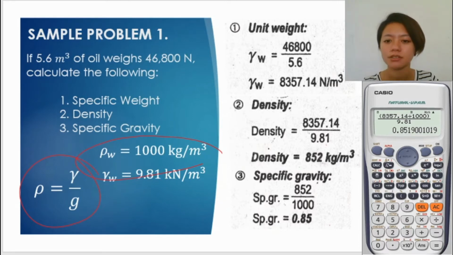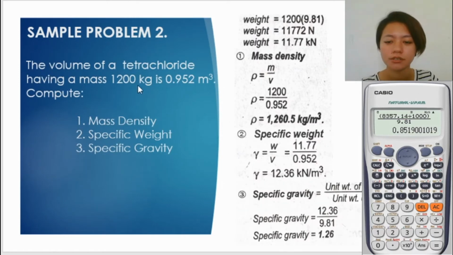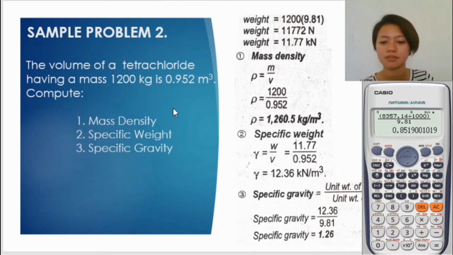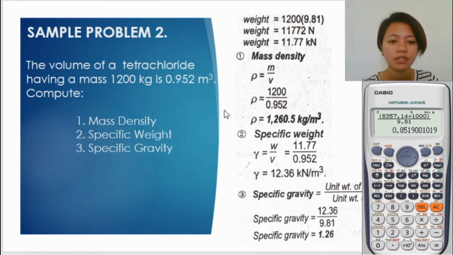So, let's proceed with sample problem number 2. The volume of carbon tetrachloride having a mass of 1,200 kg is 0.952 cubic meter. Compute the mass density, specific weight, and specific gravity. So let's calculate. First, we convert the mass into kilonewton so it becomes weight.